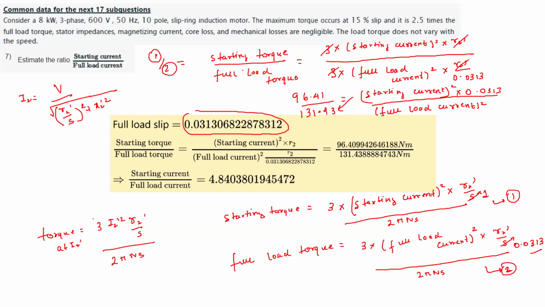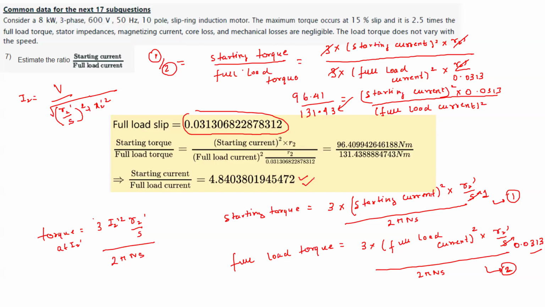square. And then you can take the square root on both the sides. So if you take the square root on both the sides, it becomes starting current by full load current, and whatever this fraction is there, it's square root. Okay. So if you do this, you will get this answer.